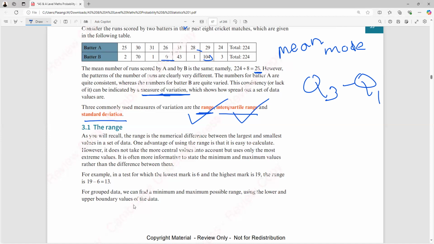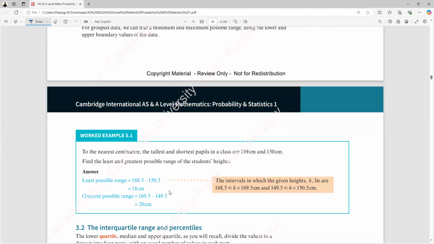That one is for ungrouped raw data. If we have grouped data, then we can find a minimum and maximum possible range using the lower and upper boundary values of the data as well. For example, given to the nearest centimeter, the tallest and the shortest pupils in the class are 169 centimeters and 150 centimeters. They ask us to find the least and the greatest possible range of the students' heights. So how are we going to calculate this?